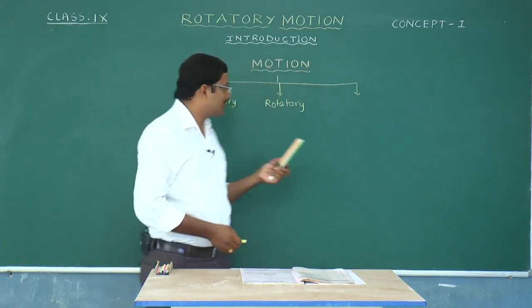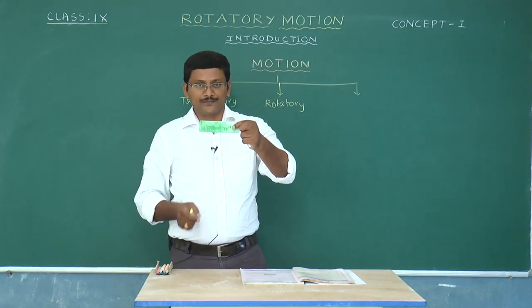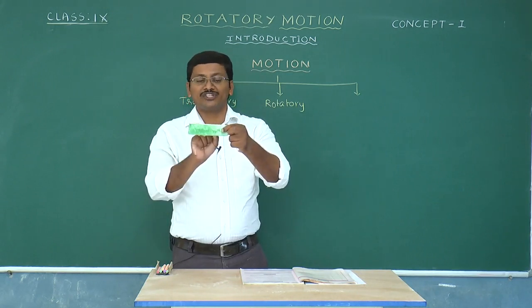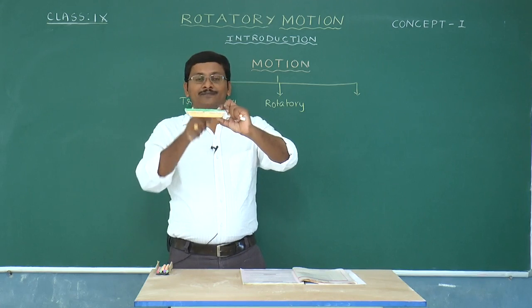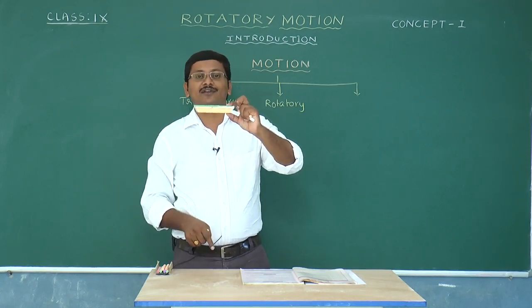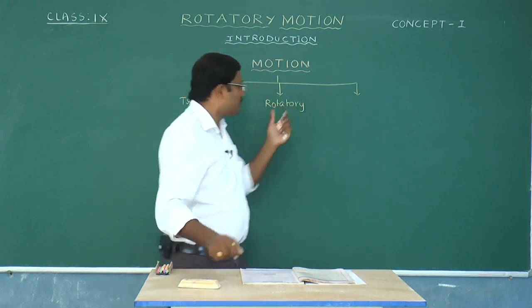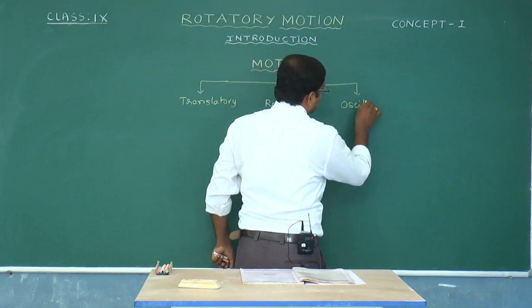So, in this rotatory motion, 2 things are very important: the axis about which the object is rotating, and the particles. The particles move in circular paths, and the particles which are lying on the axis will be in a stationary state, right. This is rotatory motion. And the last one is oscillatory.